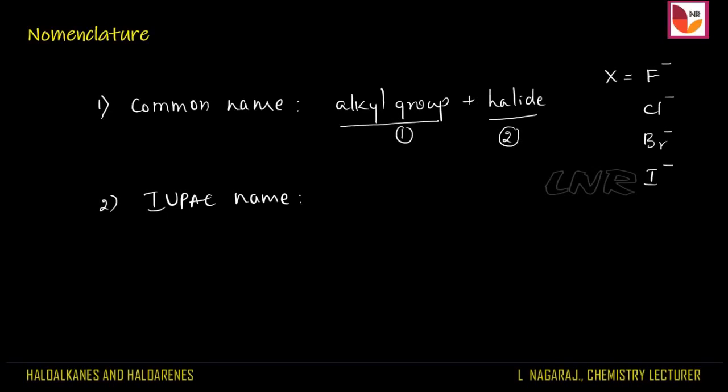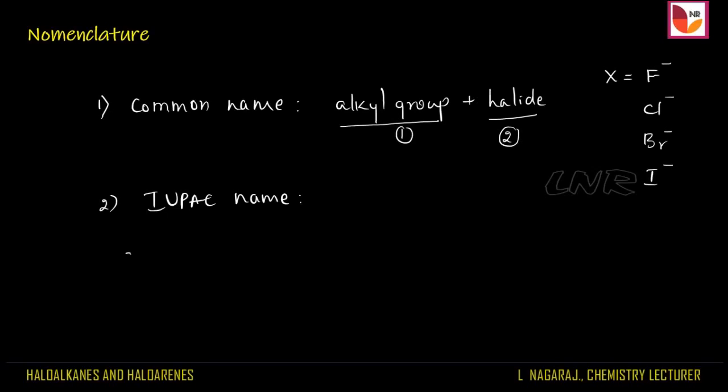So don't write fluorine, it is to be represented as fluoride. If the molecule contains F, it is represented as fluoride. If it contains Cl, it is named as chloride. If it contains Br, it is named as bromide. Let us see how to name the common name of the molecule.